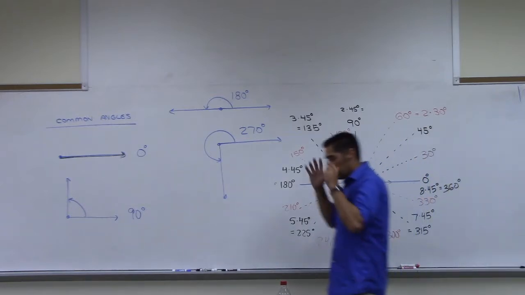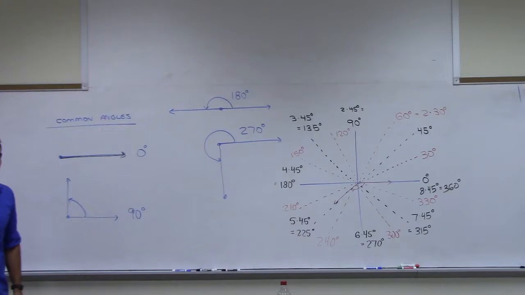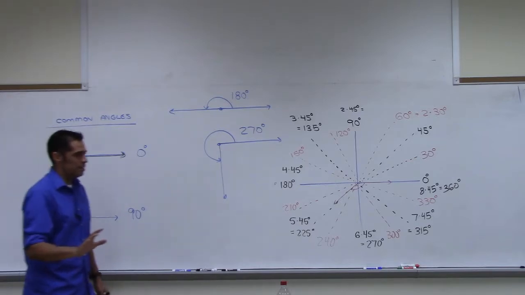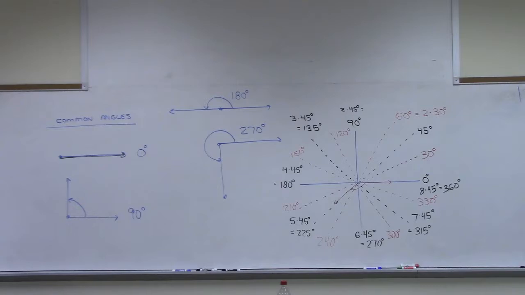The biggest takeaway is I don't want you to think about memorizing this as much as I want you to think about how to count it out. I think it's better, especially when we get to radians, that you can count your way around. All right, those are the common angles in degrees.